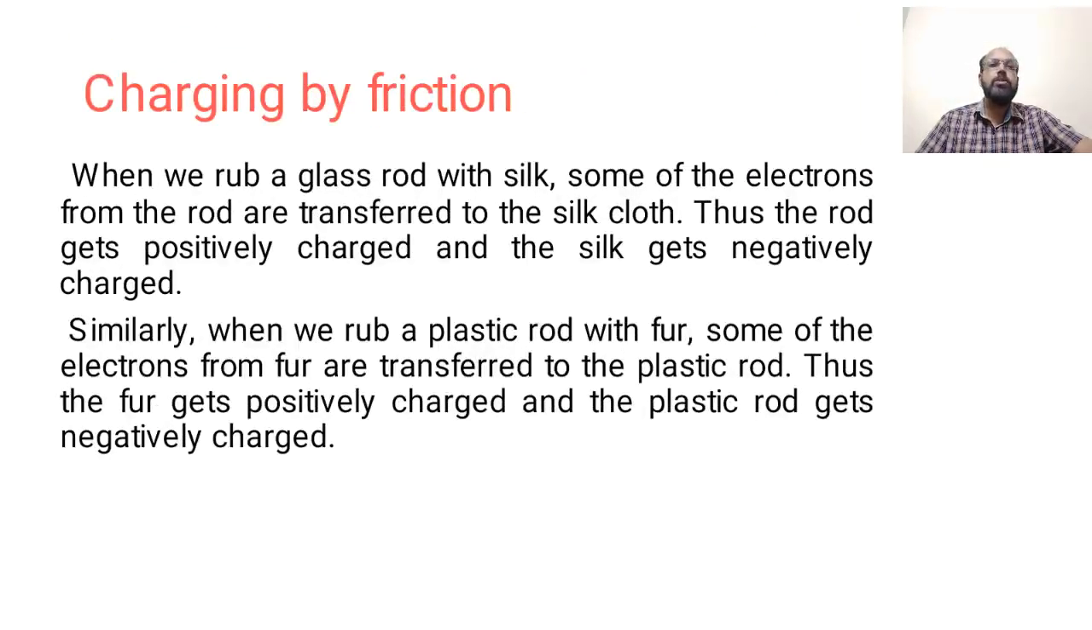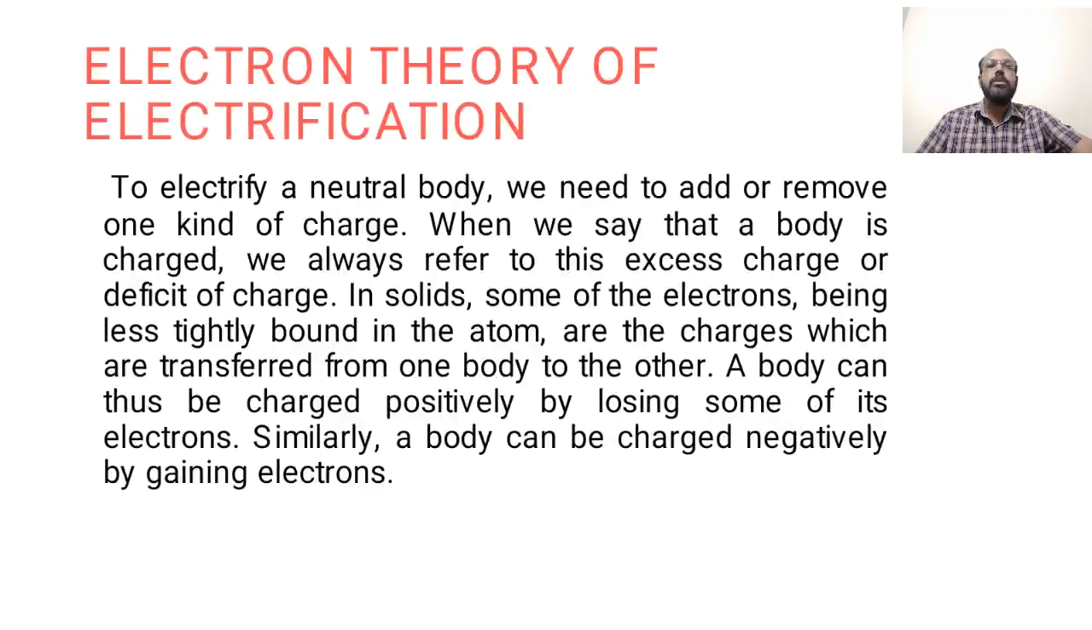Charging by friction: when we rub a glass rod with silk, some of the electrons from the rod are transferred to the silk cloth. Thus the rod gets positively charged and the silk gets negatively charged. Similarly, when we rub a plastic rod with fur, some of the electrons from the fur are transferred to the plastic rod. Thus the fur gets positively charged and the plastic rod gets negatively charged. It can be explained on the basis of the electron theory of electrification.